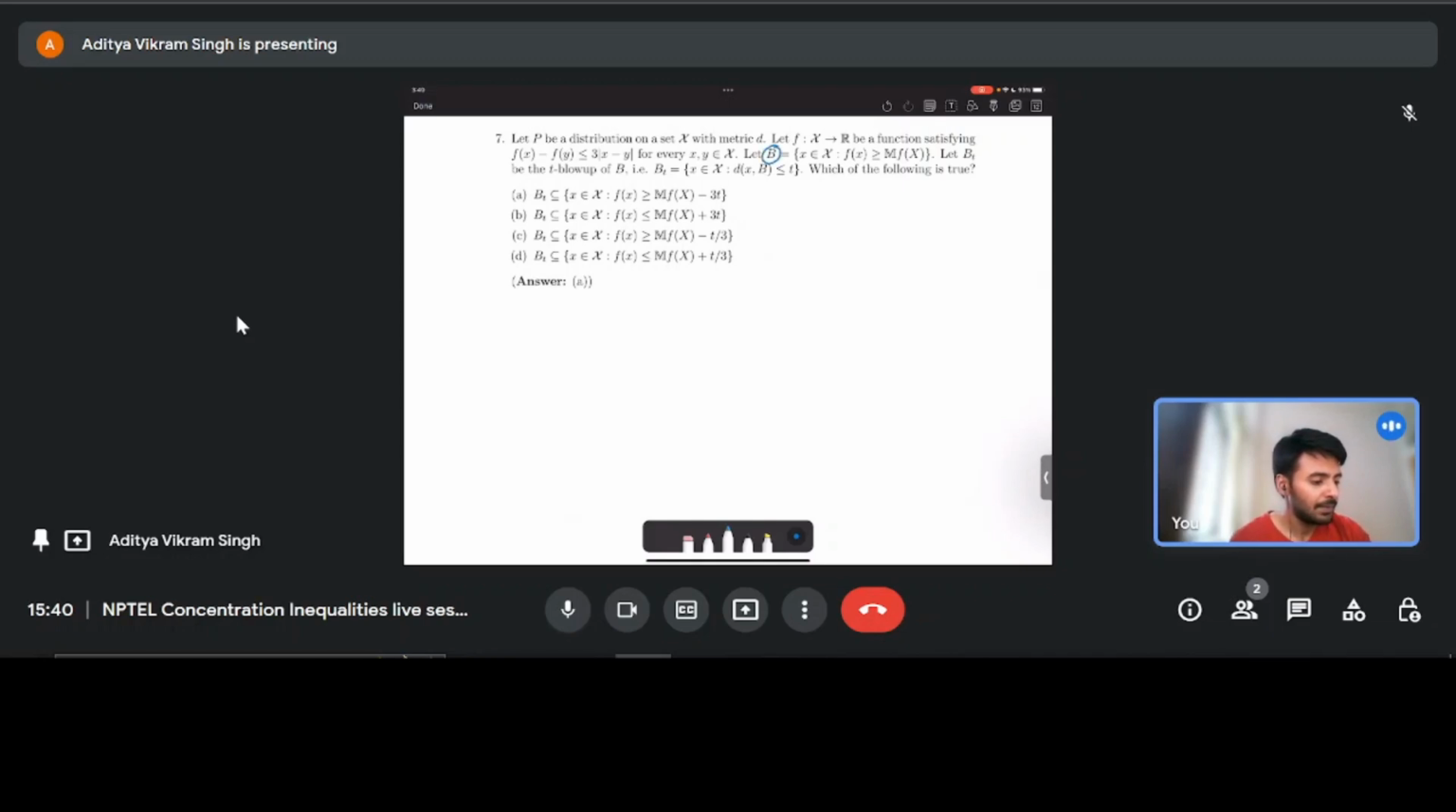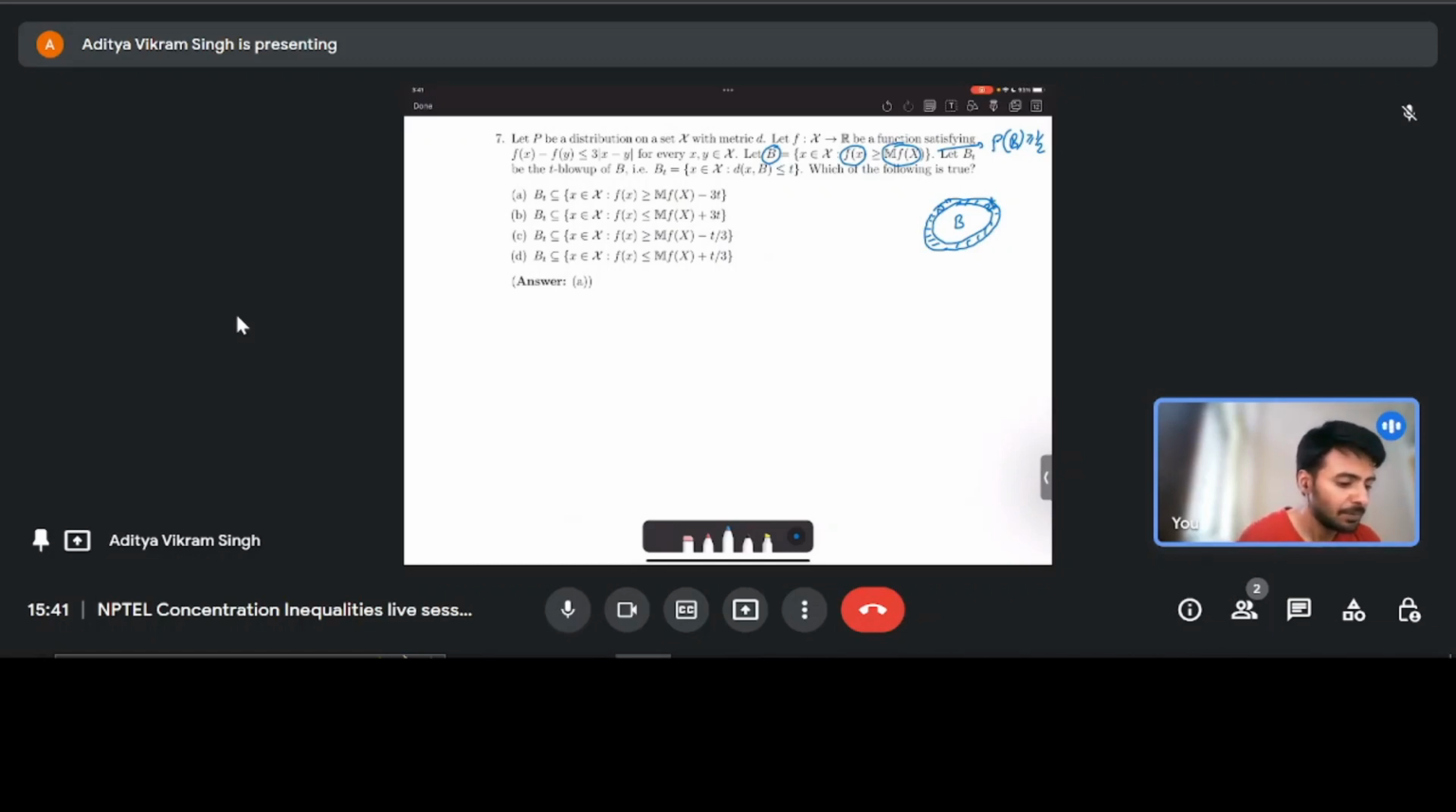Let B be the set where f(x) is greater than or equal to the median of f(x). So straight away we know that probability of B is greater than or equal to half, by definition, because the probability of f(x) being greater than or equal to the median of f(x) has to be greater than or equal to half. And let B_t be the t blow-up of B. So if this is B, the t blow-up would be just increasing the boundary by distance t here. Which of the following are true?